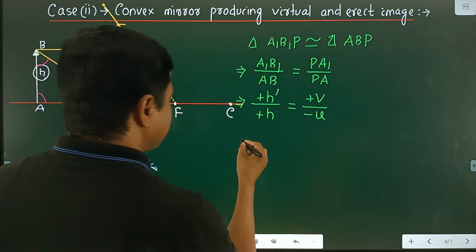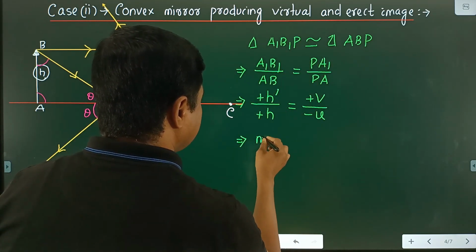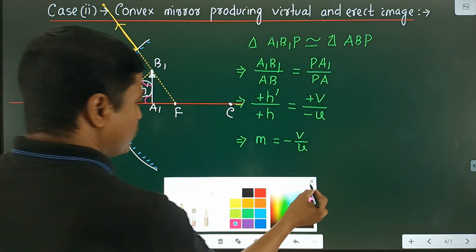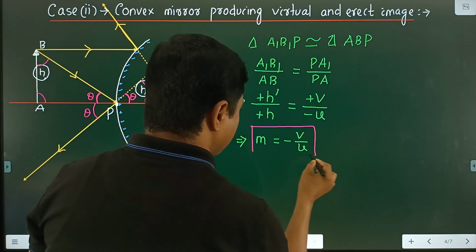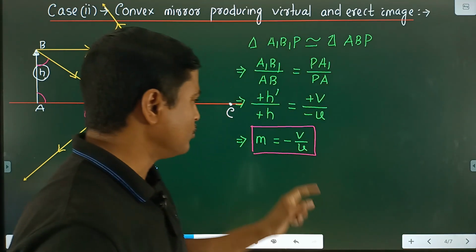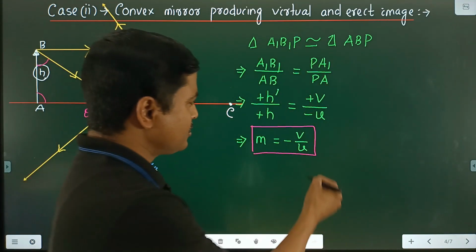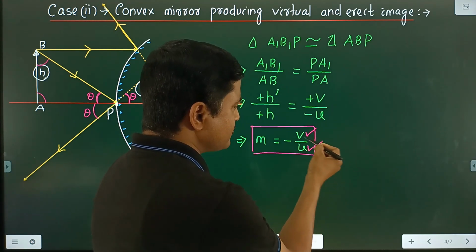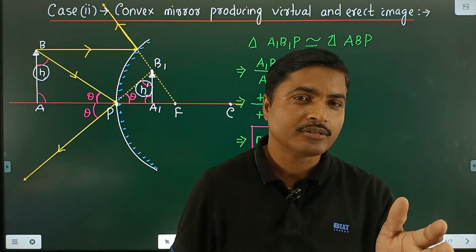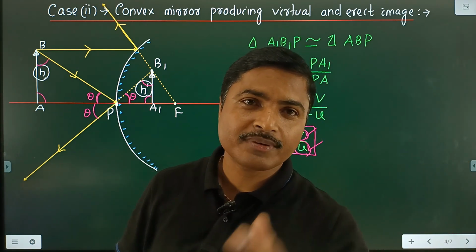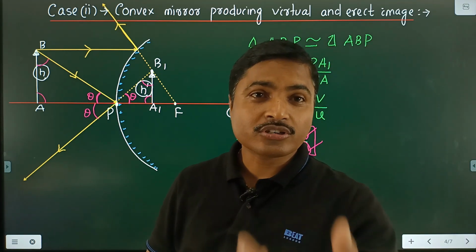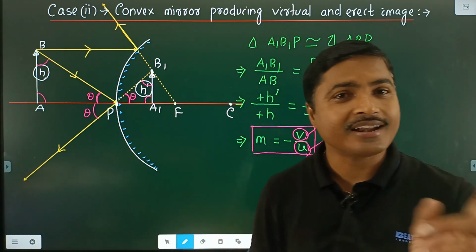And in place of H prime by H, the magnification M is equal to the same thing, minus V by U. That means for both mirrors, for the concave mirror and also for the convex mirror, magnification M is equal to minus V by U, and this is the expression for magnification in terms of image distance and object distance. Now we will derive the expression of magnification in terms of focal length and object distance, and also in terms of focal length and image distance.